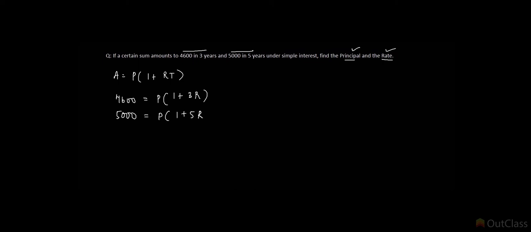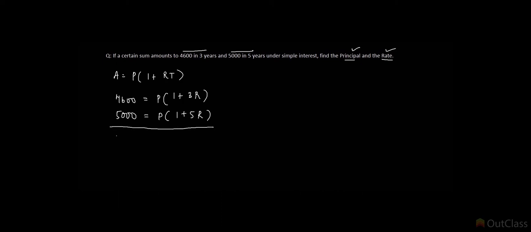So we have two unknowns, the principal and the rate are both unknown, but we have two data points, 4,600 in 3 years, 5,000 in 5 years. This is basically going to become two equations in two variables, and you can solve it. Now the formula that we know for amount is A is equal to P into 1 plus RT. If you use that formula for both data points, you'll get 4,600 is P into 1 plus 3R. 5,000 is P into 1 plus 5R.